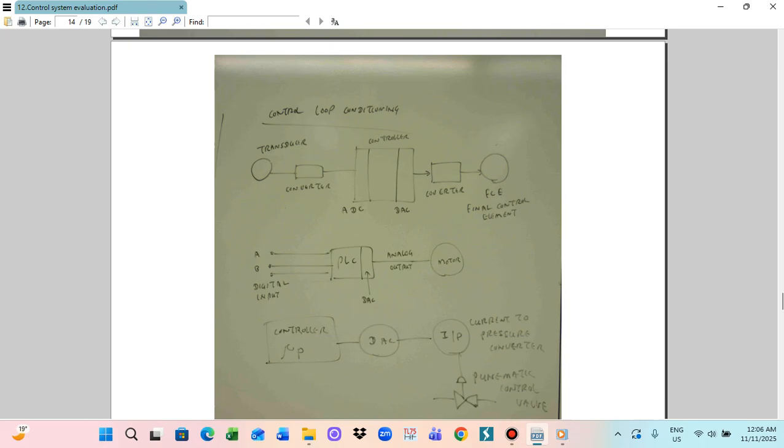So the final control element will include the output switch and output relay. So this is for the output final control element. In this case, we utilize it for the control system. We also utilize it for the PLC system. Since the final control element may include the PLC here, we use the digital signal input.